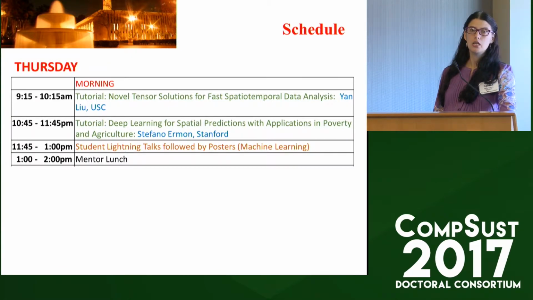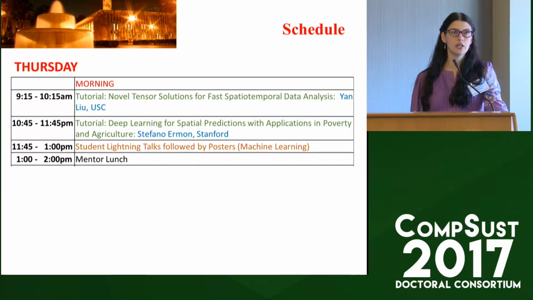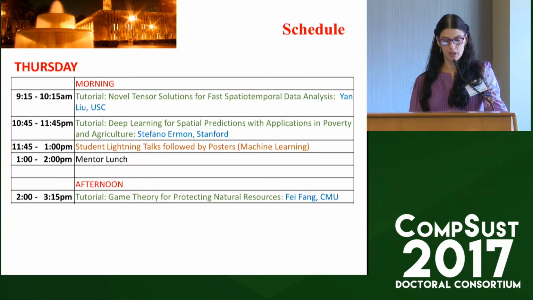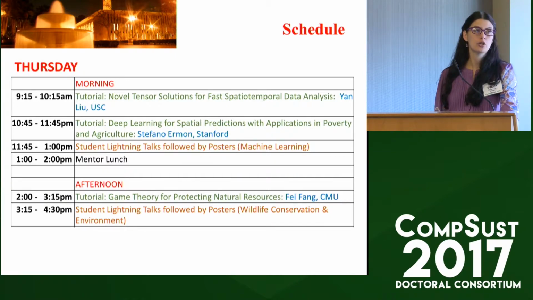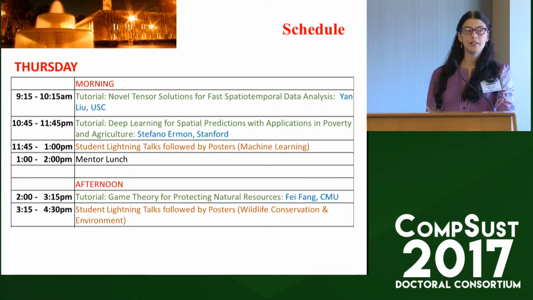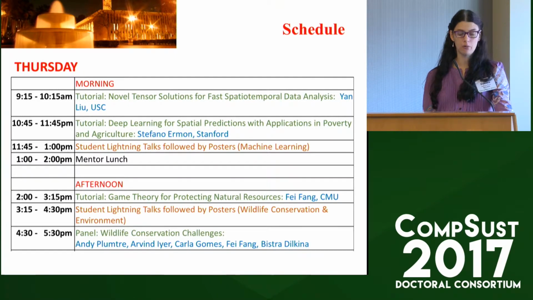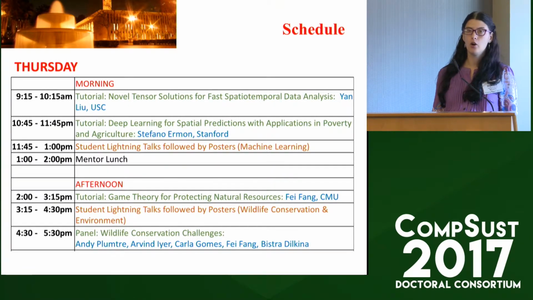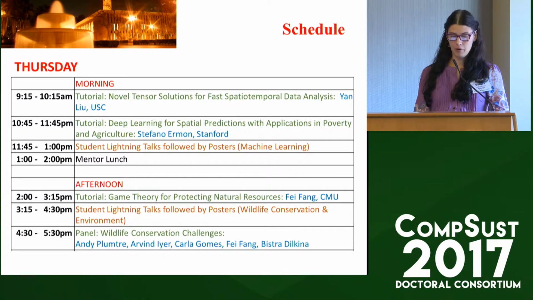This will involve mostly topics related to the use of machine learning in different applications, and then we'll have a mentor lunch. In the afternoon, we'll have another tutorial on game theory for protecting natural resources given by Fei Fang from CMU. And after that, we'll have student lightning talks and posters with topics related to wildlife conservation, followed by a panel on wildlife conservation challenges in AI, where we are going to have our visitors from the conservation NGOs, as well as faculty that have worked with such NGOs in the past.